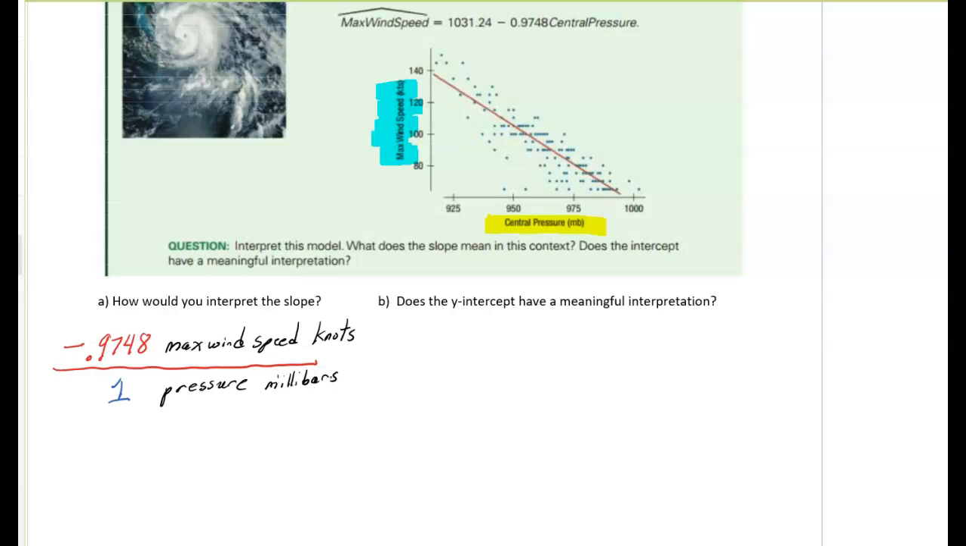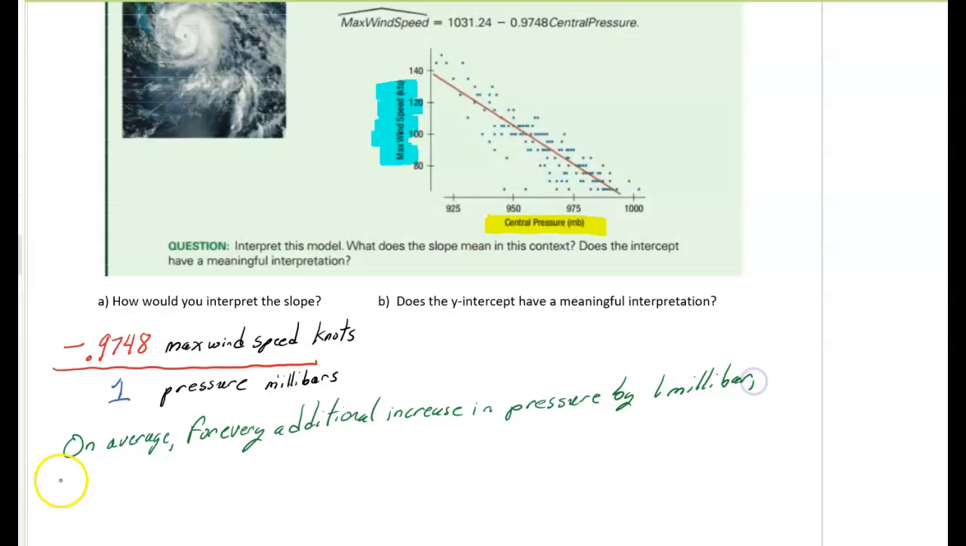So if you read the example, they explain the units a little bit more. So we want to interpret that. We're going to start off with our typical phrase, on average, for every additional increase in pressure by 1 millibar, the wind speed decreases. Notice it's negative, so it decreases by 0.9748 nautical miles or knots.